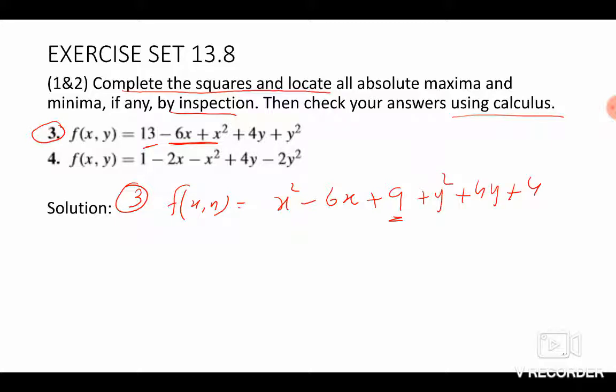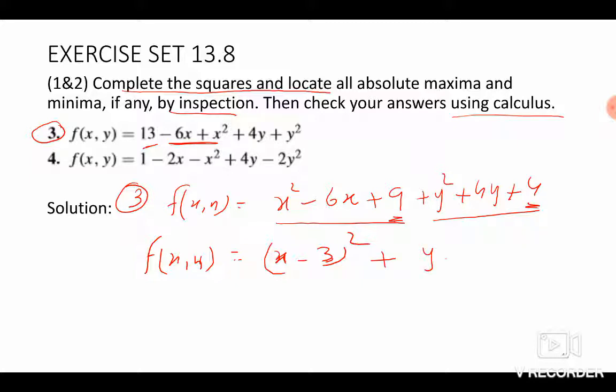See, this 9 and 4 is 13. This 13 has been separated into 9 and 4, so that the first 3 terms will be a perfect square and the second 3 terms will be another perfect square. Again, write this one: x minus 3 whole square, this is f of x, y, plus y plus 2 whole square.